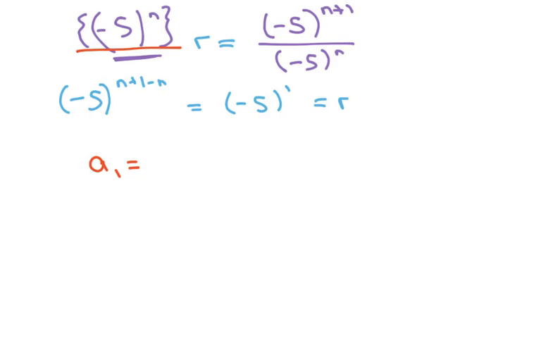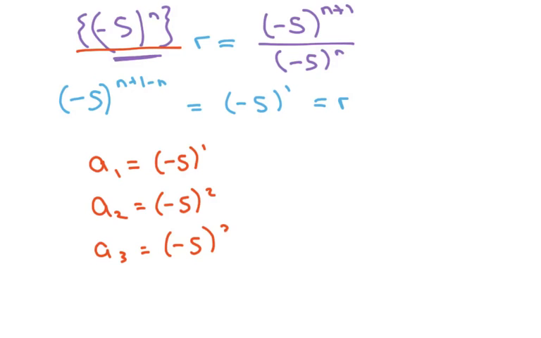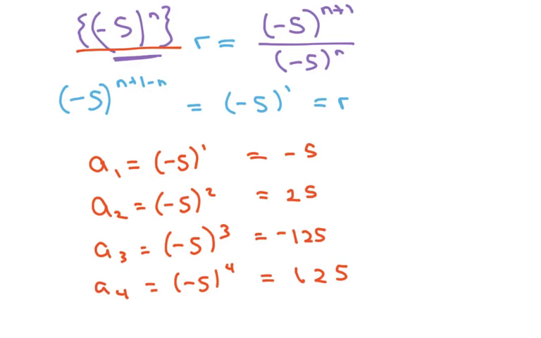So the first term would be -5 to the first. The second term is -5 squared. The third term is going to be -5 cubed. And the fourth term is -5 to the 4th, which equals -5, 25, -125, and 625.